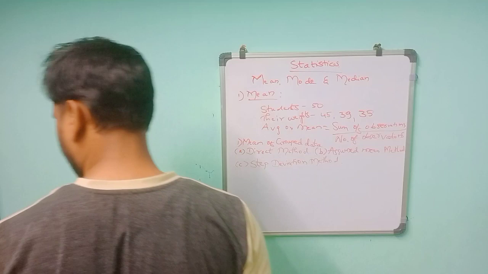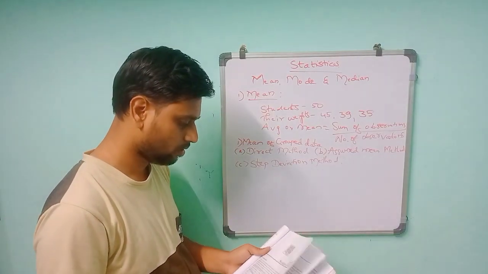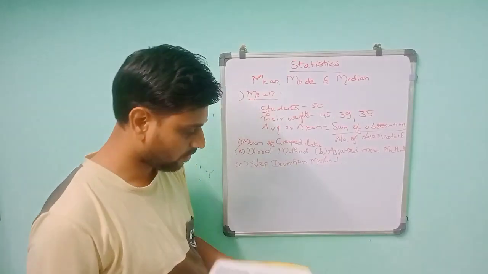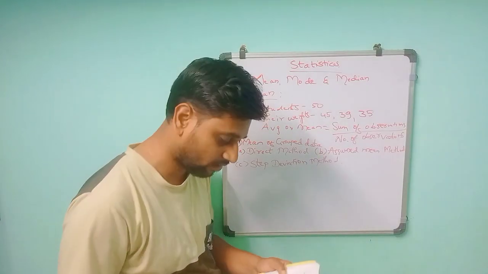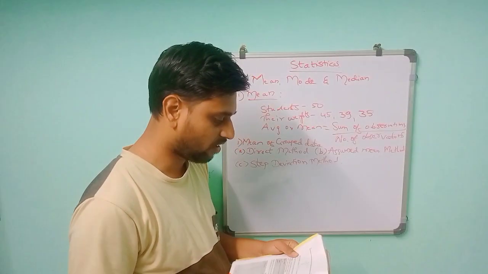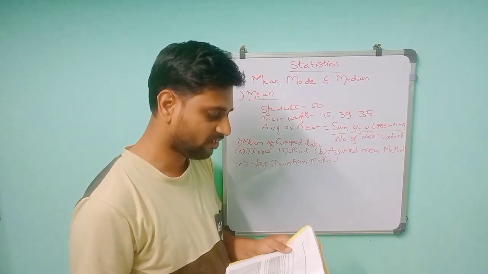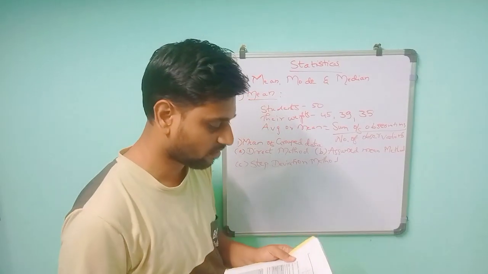First one, the direct method. In the direct method, they give Example 1. The marks obtained by 30 students of Class 10 of a certain school in a mathematics paper consisting of 100 marks are represented in the table below. Find the mean of the marks obtained by the students. So they are asking you to find the mean of the marks.